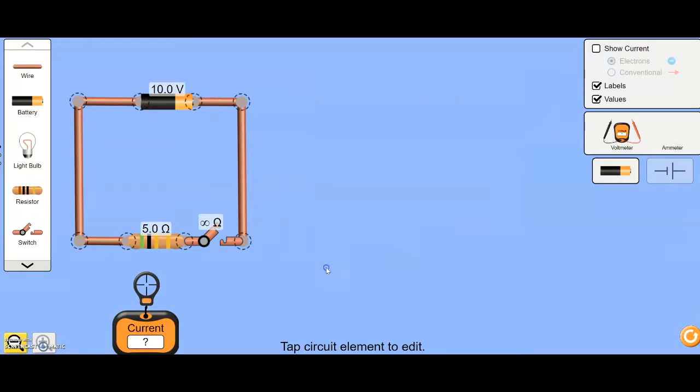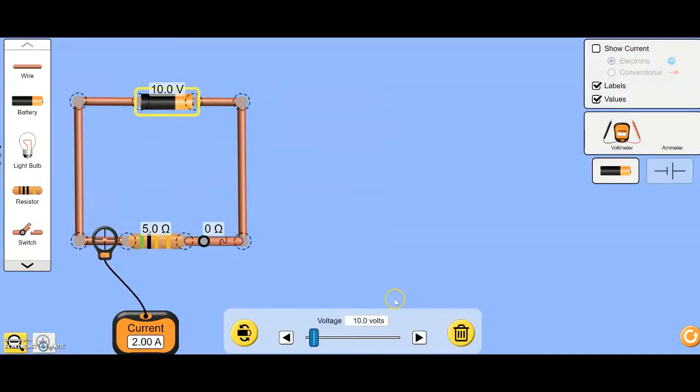Now the idea here is to see Ohm's law in action. I will increase the voltage of the battery and would like you to see closely how the current in the circuit changes, while resistance remains constant. Keep an eye on the voltage and the ammeter reading. I'll increase the voltage. Now the voltage of the battery is 16 and the current is 3.2 amperes.